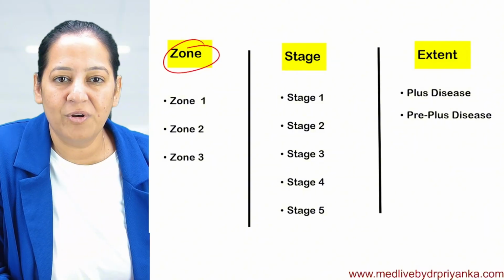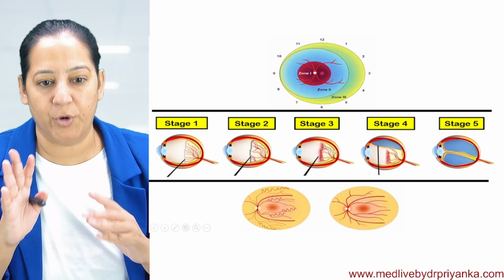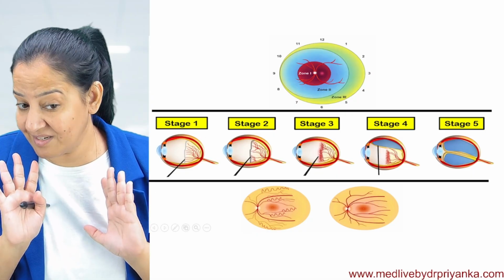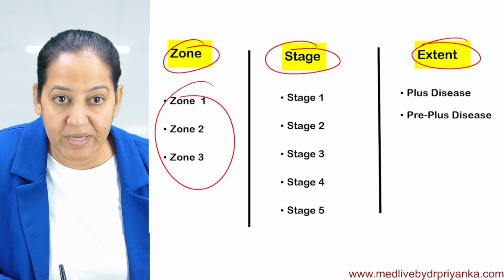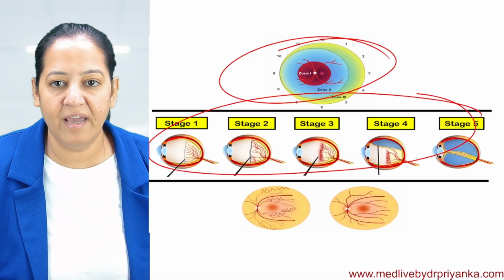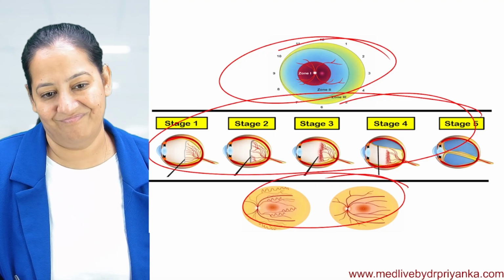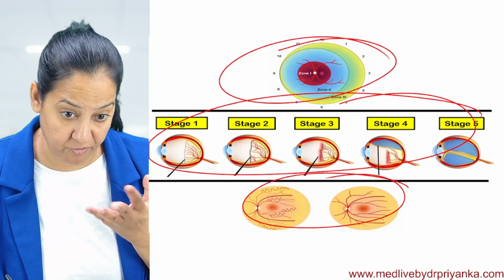Did you understand the zone? Did you understand the stage? Did you understand the extent? What I taught you, I taught you this. This is the summary. Now please understand this diagram. Understand the 3 zones here. Understand the 5 stages here. And understand the extent of disease, plus and pre-plus, here. Please do understand if you want to.